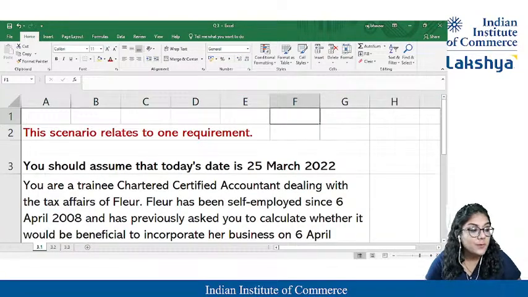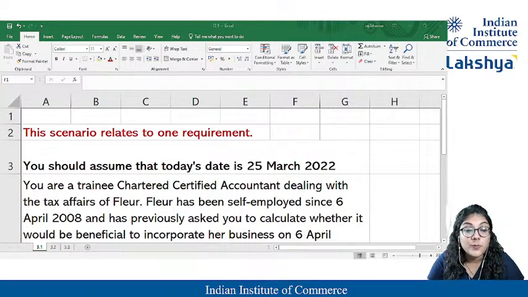The scenario relates to one requirement. So what is their one requirement? If it is just one requirement, again, students, we need to take care very well, because there could be a chance that you may make a mistake. So no need to worry, it is again easy. Okay, we can start. Just give me a minute.